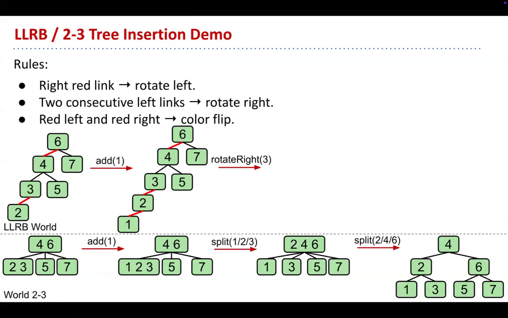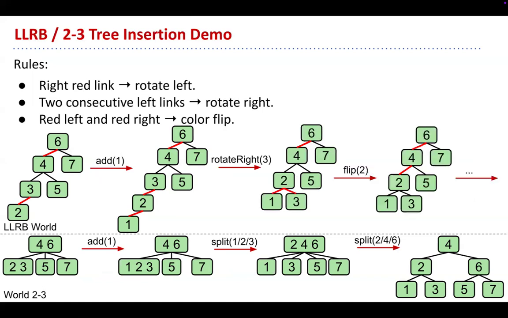Okay, so we're back here. We rotate right 3. We got this. We color flip. We get this. Now what do we have? We have 2 red left links. After I do this color flip, I've got these 2 red links. I can't have 2 left red links. What do I do? Rotate right 6.